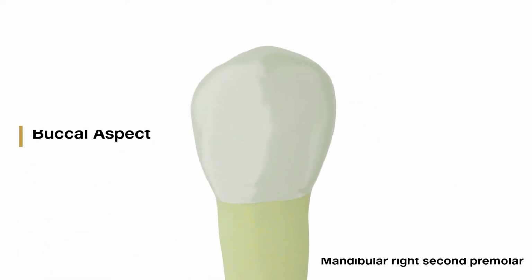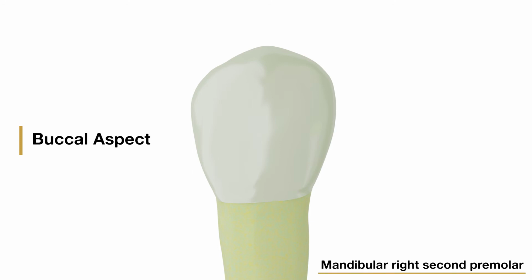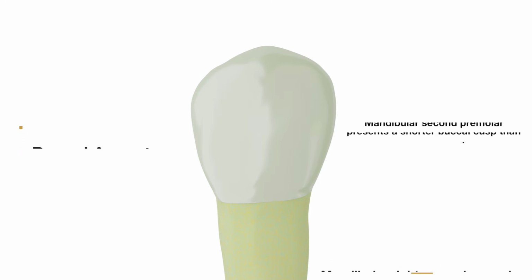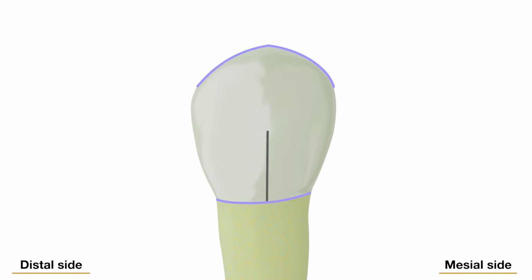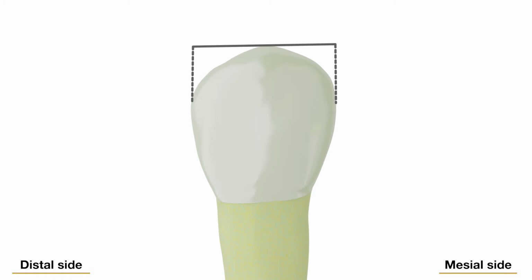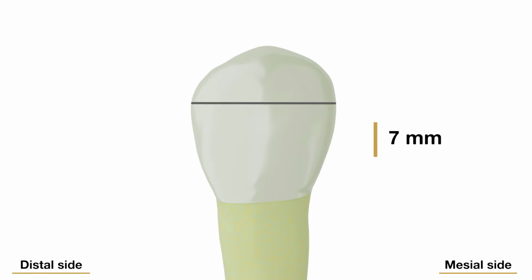Now let us move on to the buccal aspect of the mandibular right second premolar. From the buccal aspect, the mandibular second premolar presents a shorter buccal cusp than the first premolar, and the cervico-occlusal length of the crown is 8 mm. Mesiobuccal and distobuccal cusp ridges show less angulation, and this results in a more rounded cusp tip compared to the mandibular first premolar. The contact areas, both mesial and distal, are broad and appear to be more occlusal because of the short buccal cusp when compared to the mandibular first premolar. Mesiodistal width of the crown at the widest region is 7 mm, and the mesiodistal width of the crown at the cervix is 5 mm.